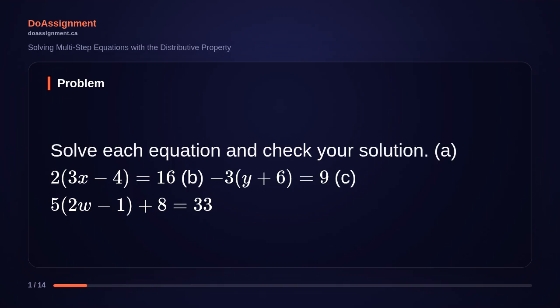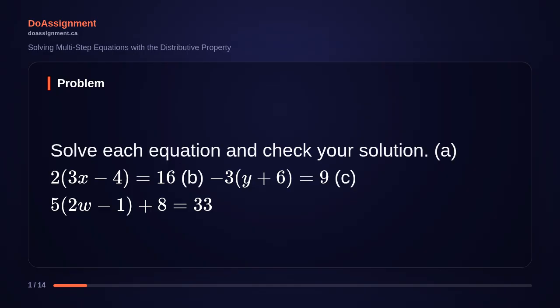Solve each equation and check your solution. Part A, 2 times the quantity 3x minus 4 equals 16. Part B, negative 3 times the quantity y plus 6 equals 9. Part C, 5 times the quantity 2w minus 1 plus 8 equals 33.